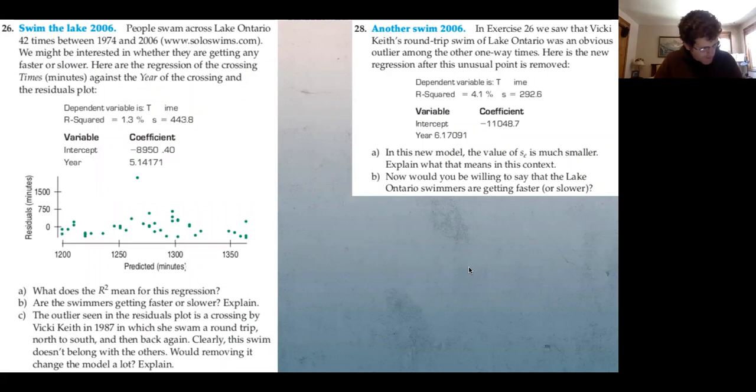So the outlier, anyways, you can see someone did a round trip. Apparently crossing once wasn't stupid enough for them. And for some reason they just kept the total minutes of the round trip. Anyways, would this change the model? We're not even going to answer that because we're going to move on to number 28, where they come back to the same thing, and they did remove it.